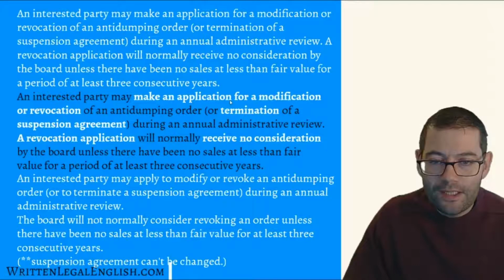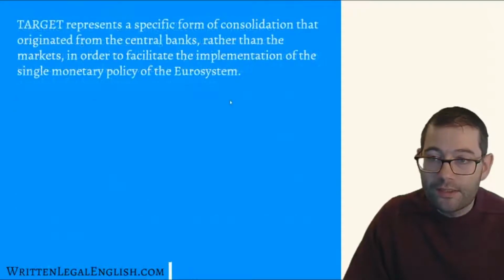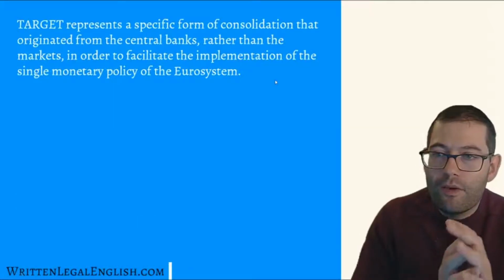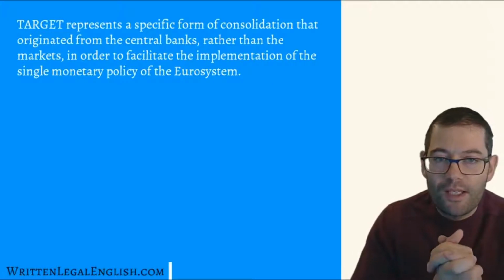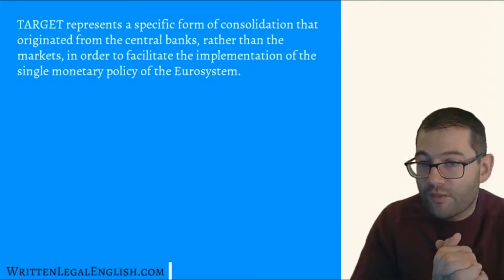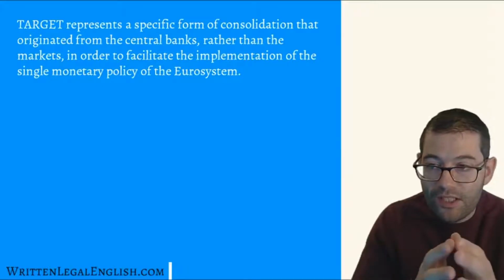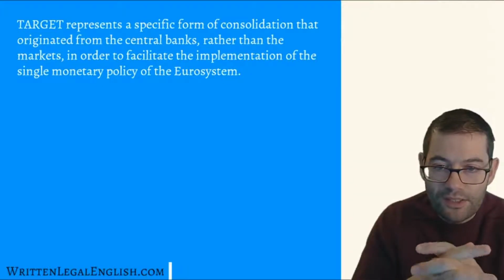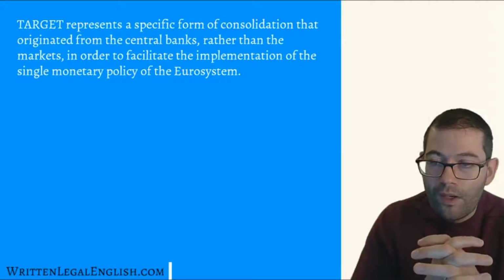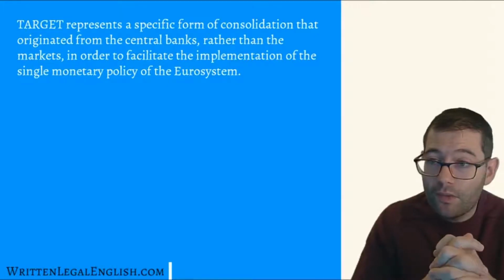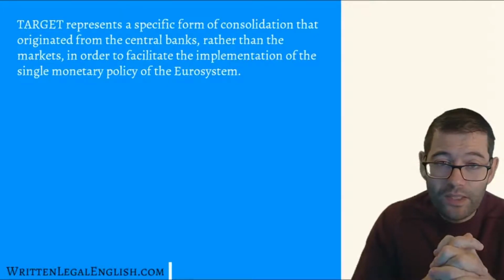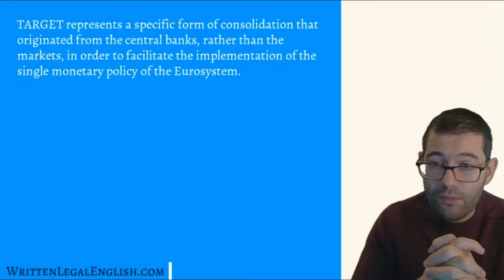Okay, so let's have a look at our second sentence. Target represents a specific form of consolidation that originated from the central banks rather than the markets in order to facilitate the implementation of the single monetary policy of the Eurosystem. Seems okay, doesn't it? Not too bad. If we have a look at the sentence structure, it's not too complicated.